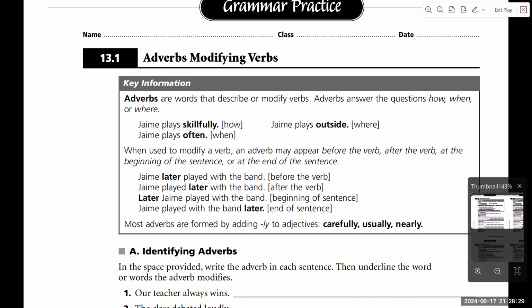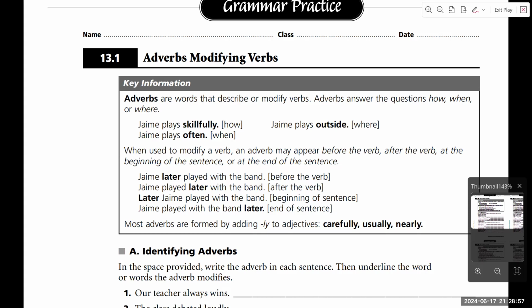You're right, it's also describing. It's a word to describe, but not for a verb. It's not modifying a verb. It's not describing a verb, but instead it's describing a noun or a pronoun. So that's the difference.